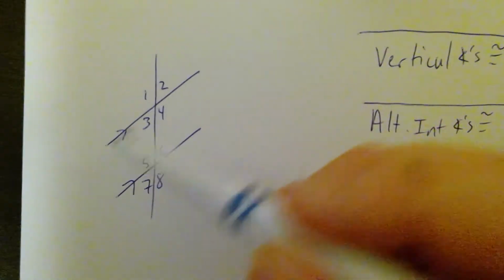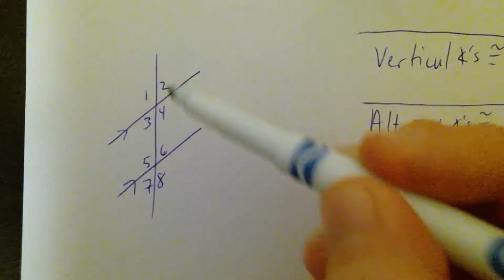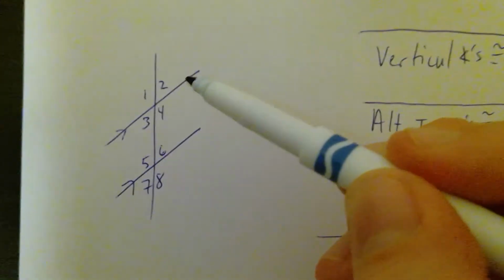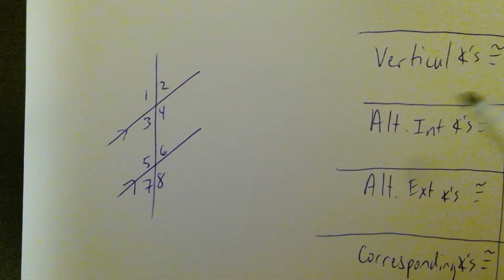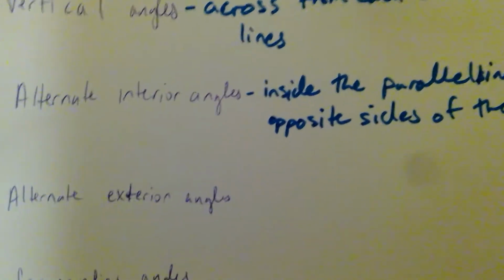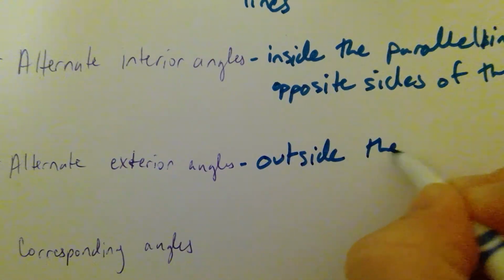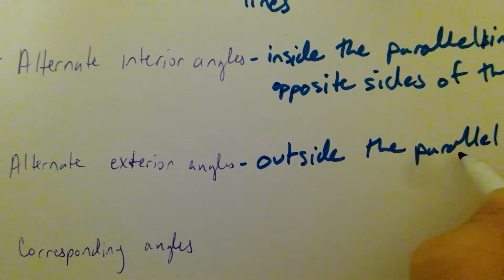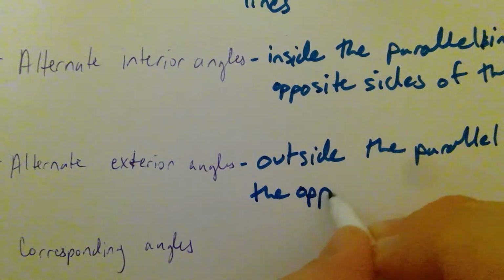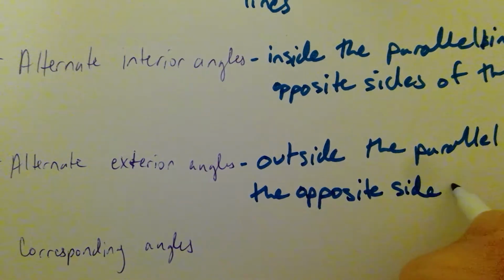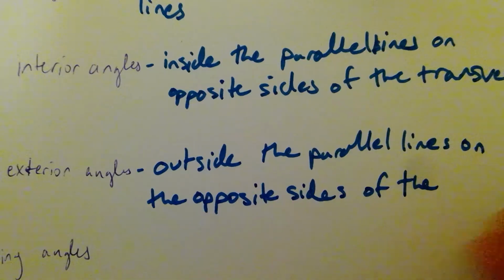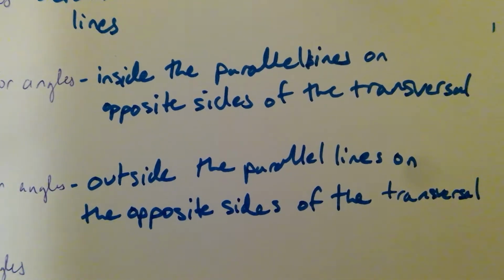We have two parallel lines noted by our arrows here. That transversal is cutting through. And then we've got 1, 2, 3, 4, 5, 6, 7, 8 angles that we're going to make a chart of in a minute. All right, alternate exterior angles are outside the parallel lines, hence the exterior, on the opposite sides of the transversal. Outside the parallel lines on the opposite sides of the transversal.